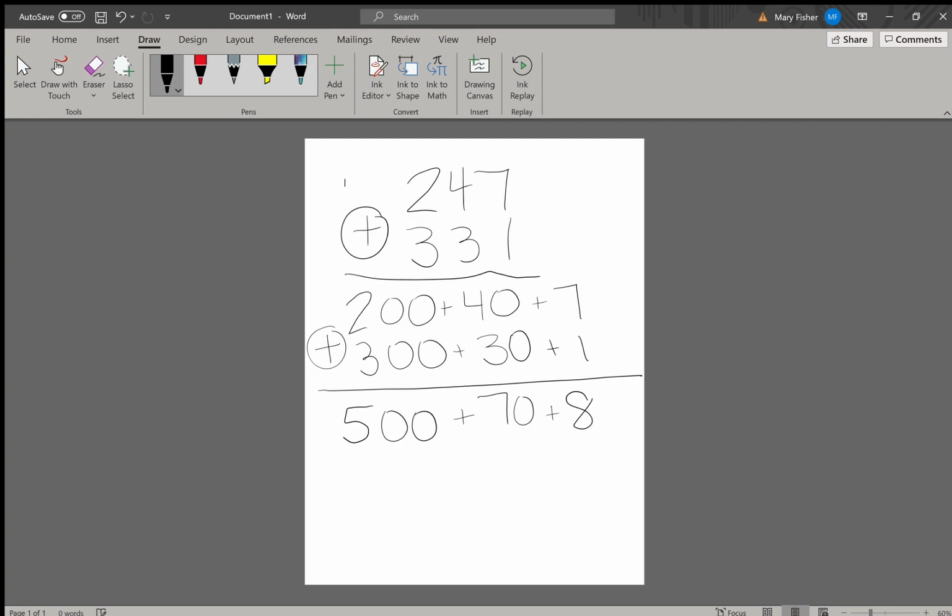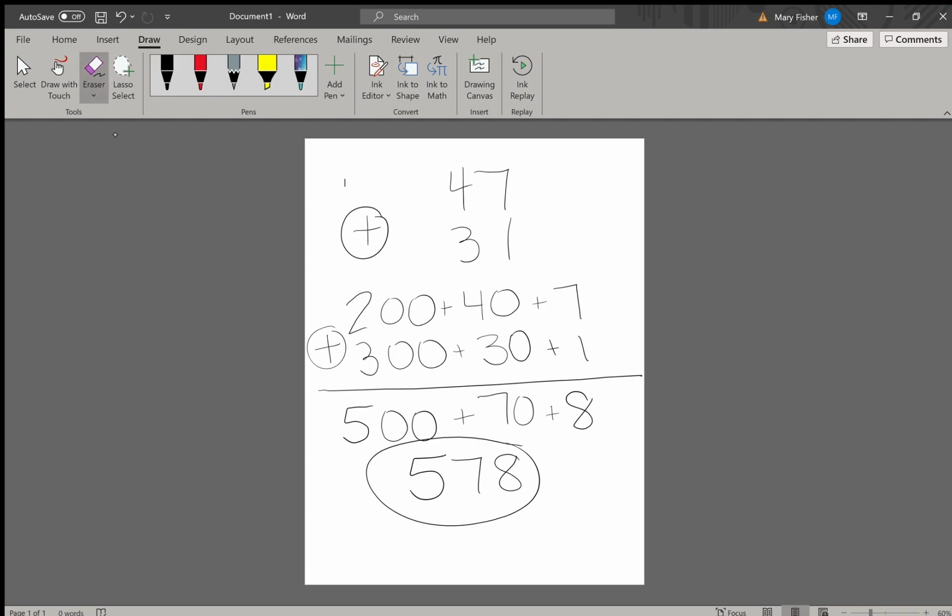So now I have the expanded form version of my final answer. So now when I add up 500 plus 70 plus 8, I know that equals 578. Okay? So my final answer is 578. So now if I were to do another one, let me erase my page here.